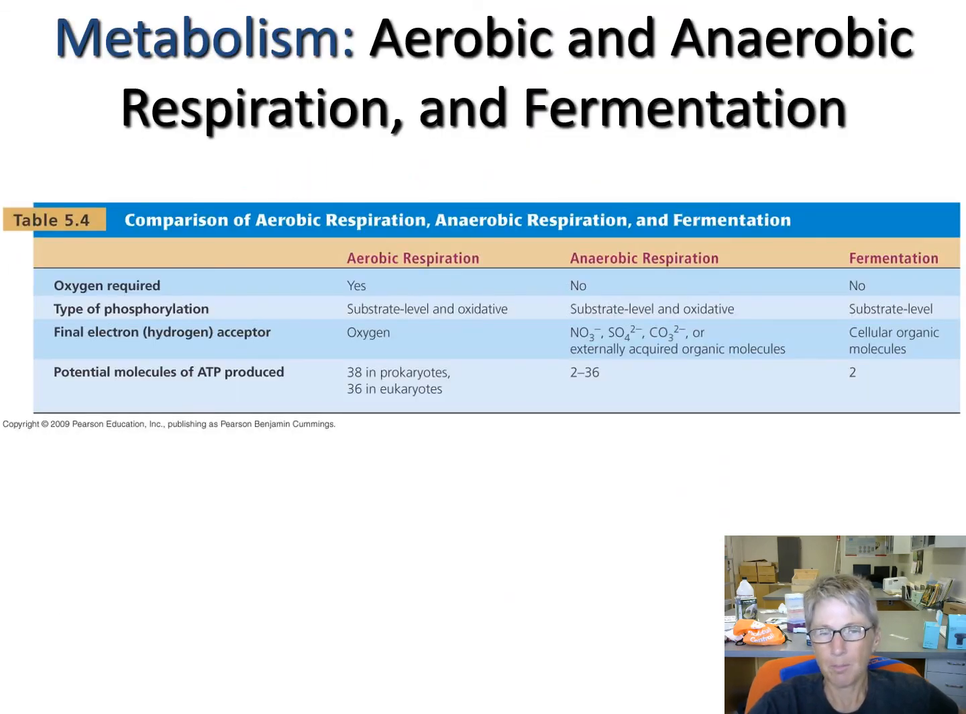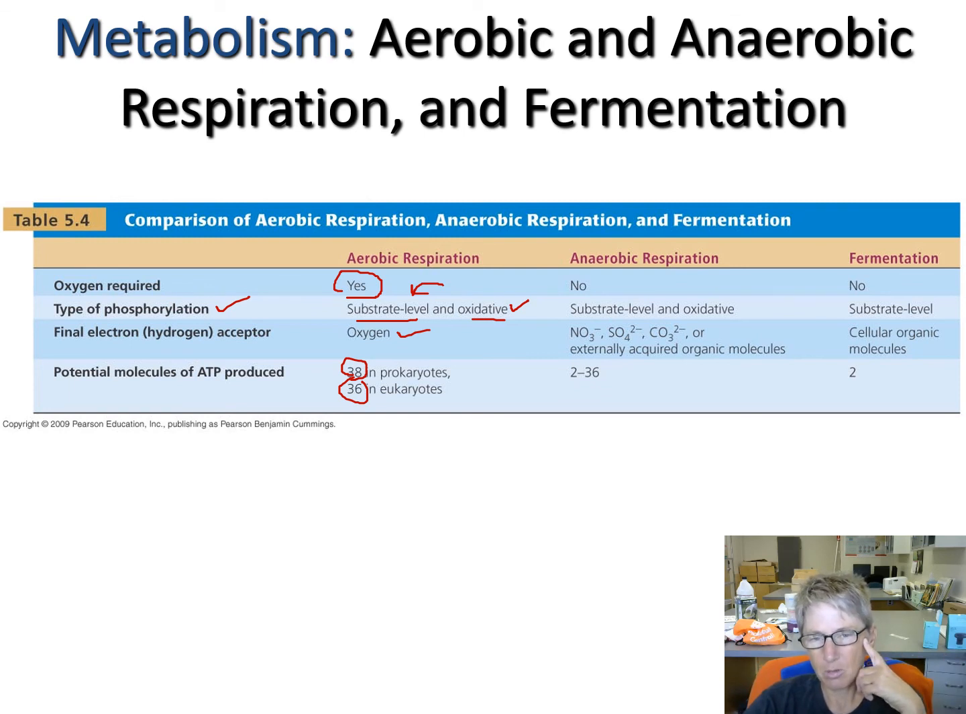This is just a table. It compares aerobic respiration, anaerobic respiration, and fermentation. So in aerobic respiration, is oxygen required? Yes. Types of phosphorylation: substrate level phosphorylation and oxidative phosphorylation. Substrate level phosphorylation is what happens in glycolysis, when you take a substrate and phosphorylate ADP to ATP. Oxidative phosphorylation is when you use the ATP synthase to take ADP to ATP. The final electron acceptor in aerobic respiration is oxygen. And the potential ATP you can produce in a prokaryote is 38 ATP. You can make 36 in our cells.